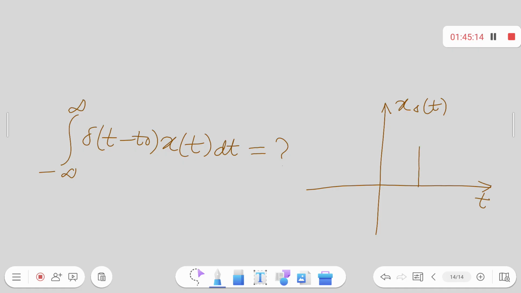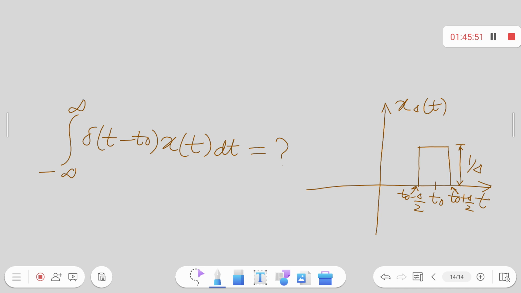So you have a pulse like this. This is t naught. This is t naught plus delta by 2. This is t naught minus delta by 2. These two times. And this height is equal to 1 by delta. Right? And you have one signal x of t which is defined from minus to plus infinity, and I am multiplying this x of t with this delta t minus t naught. So remember, this delta t minus t naught is nothing but that particular pulse.